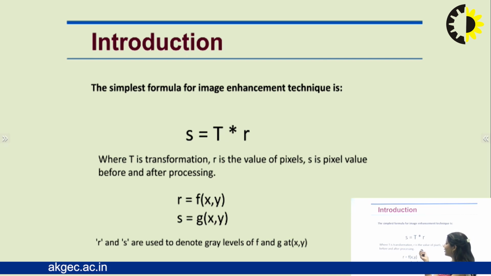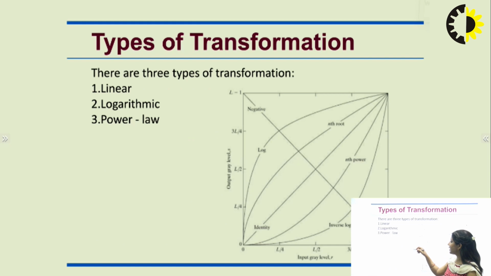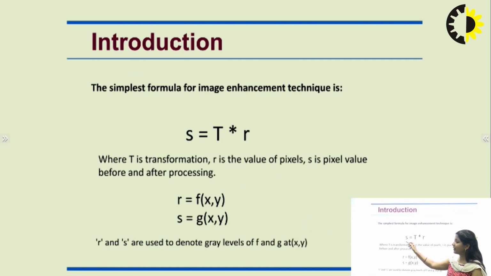This is the basic formula. If we have the initial image, that is R, and we apply a transformation function T on it, we will get the transformed image, that is S. So T is the transformation and R is the value of the pixel. This is the basic formula for transforming our image. Now we have to decide what kind of transformation T we will apply on our image.